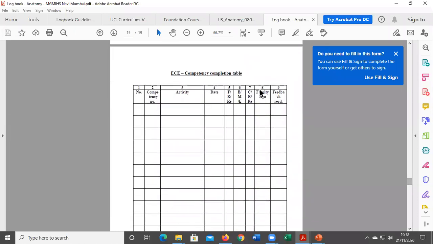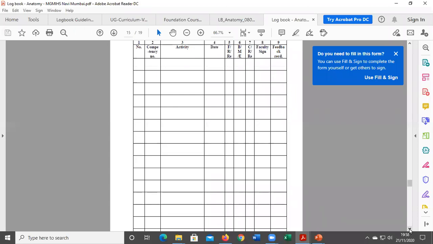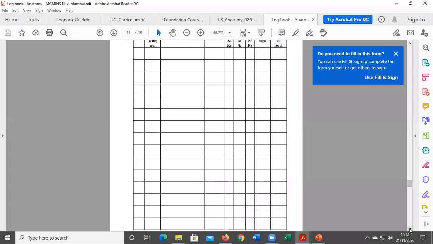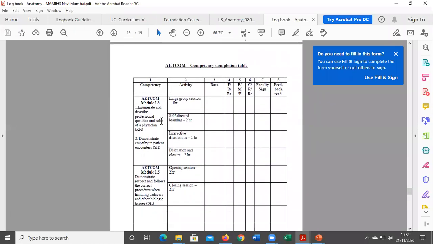I'm just scrolling. Then apart from anatomy, there is the ECE completion table again. For ECE, obviously depending on the topic chosen, they will be entering the competency number, giving it to the students and then getting it entered. And obviously the activity will be whether it is a hospital visit or OPD visit or paper case, that is what will be listed there, and in that, what is to be done by the students. Then the AETCOM module: in their university, anatomy is in charge of AETCOM modules 1.3 and 1.5. So that's how these two competencies have come up for these two modules.